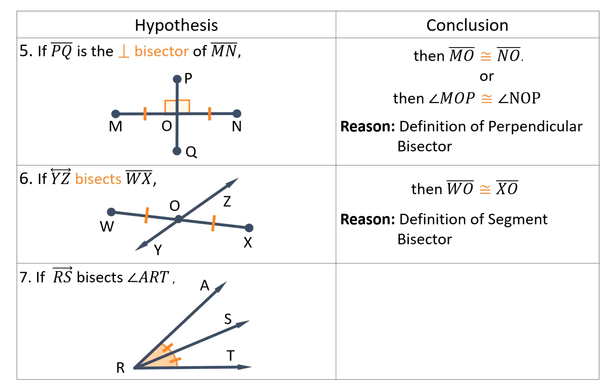Now, proceed tayo sa number 7. Sa number 7, we have here yung ray RS. So, yung ray RS, hinati niya yung angle or bisect yung angle ART. So, hinati niya into two congruent parts. Dahil hinati mo yung angle, nagkaroon ka ng dalawang congruent na angles. Tama? So, that would be our conclusion. So, our conclusion, angle ARS is congruent to angle SRT.